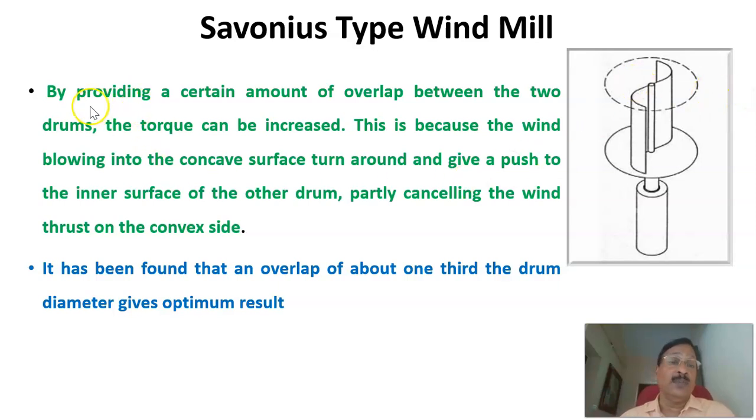Surface of these blades. So by providing a certain amount of overlap between the two drums, the torque can be increased. This is because the wind blowing into the concave surface turns around and gives a push to the inner surface of the other drum, partially cancelling the wind thrust on the convex side. It has been found that an overlap of about 1/3 of the drum diameter gives an optimum result. That is regarding the Savonius type of windmill construction.